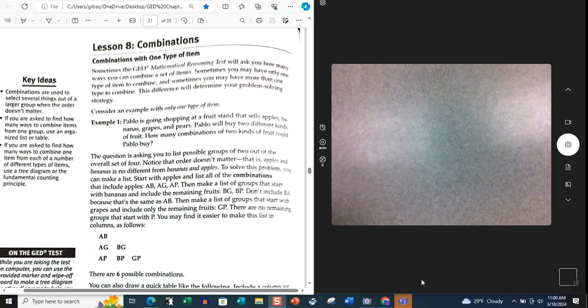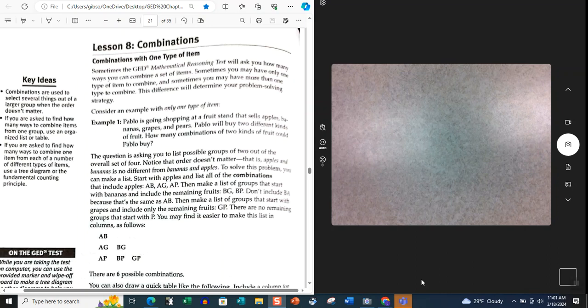Hello class, we're about to start lesson 8, combination. Combination with one type of item. Sometimes the GED mathematical reasoning test will ask you how many ways you can combine a set of items. Sometimes you may have only one type of item to combine, and sometimes you may have more than one type to combine. This difference will determine your problem solving strategy.